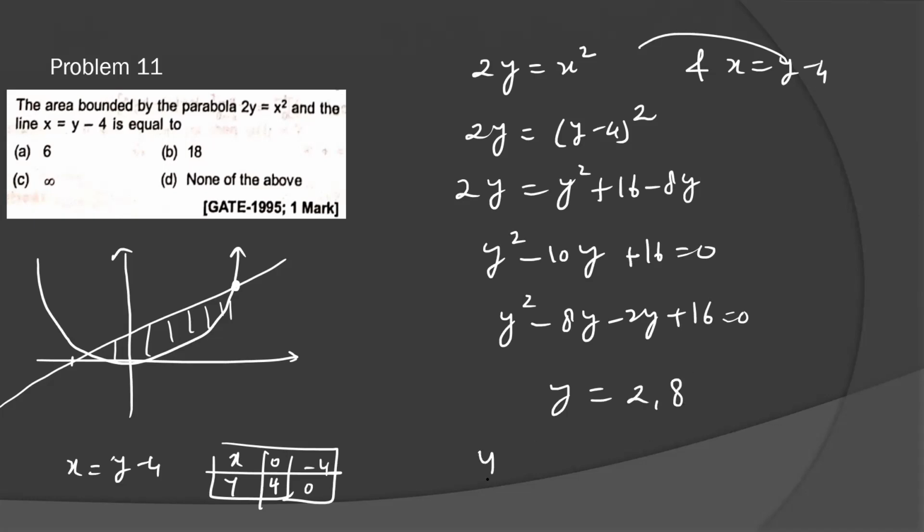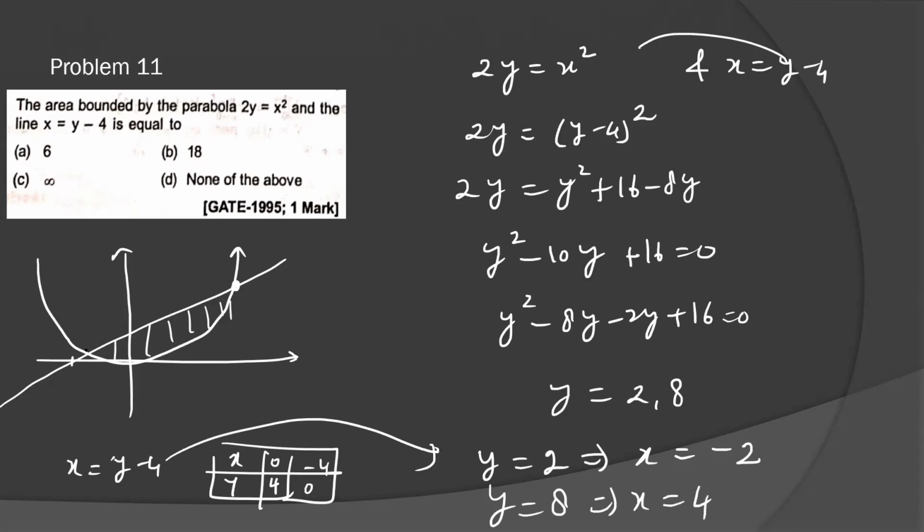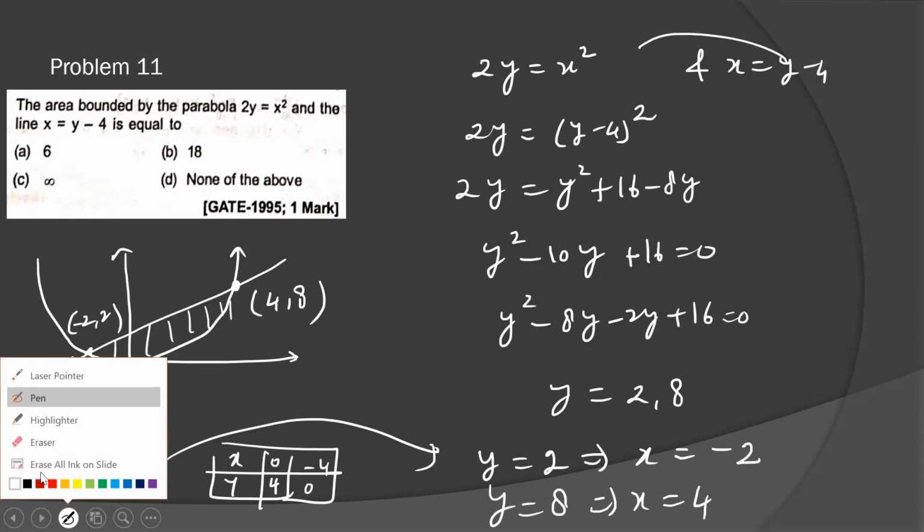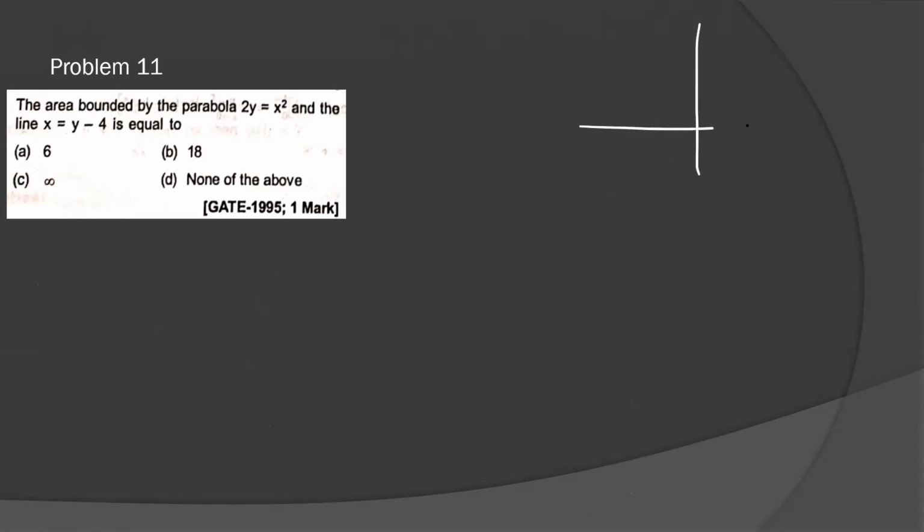As the value of y equal to 2, your x will become minus 2, and at y equal to 8, x will become 4. It means this coordinate is minus 2, 2 and this coordinate is 4, 8. Now what will be the integration here? So you got the region. The bounded region looks like this. This coordinate is minus 2, 2. This coordinate is 4, 8.